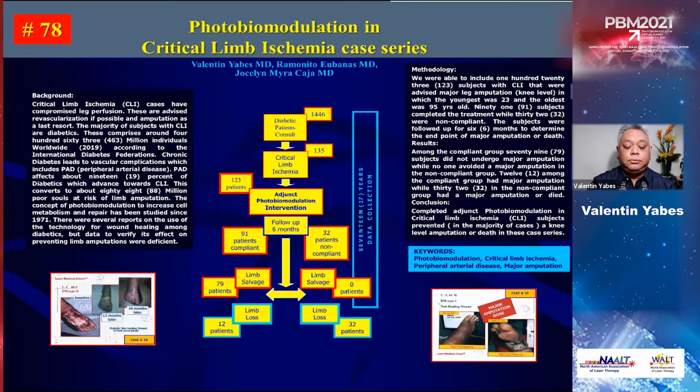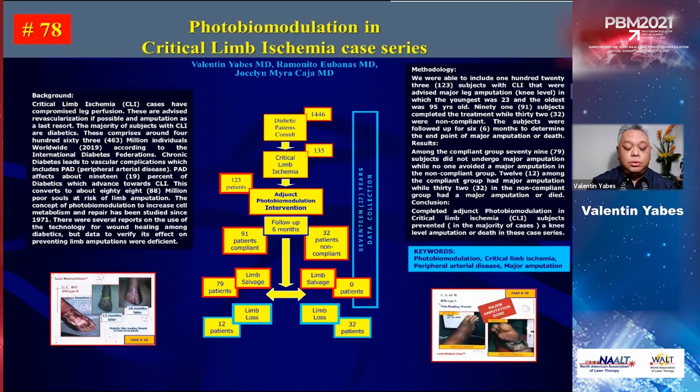Observations. In the limb loss cases, a knee-level surgery was done. There was extensive bone involvement. Sepsis played a factor, and there were comorbid diseases like CKD, heart failure, and COPD. In the limb salvage cases, a knee-level amputation was prevented, and sometimes we salvaged the whole limb.